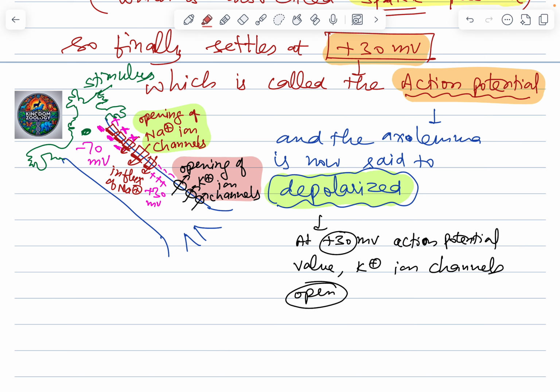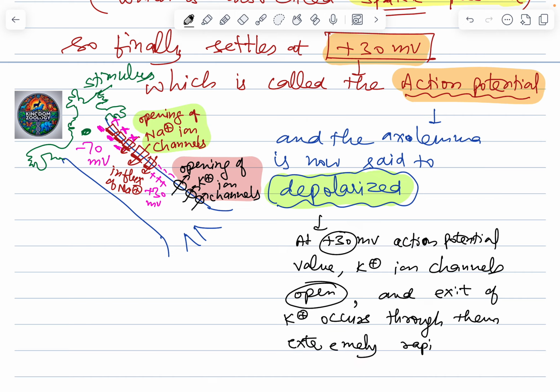Potassium ion channels will also open, and exit of potassium occurs through them extremely rapidly.